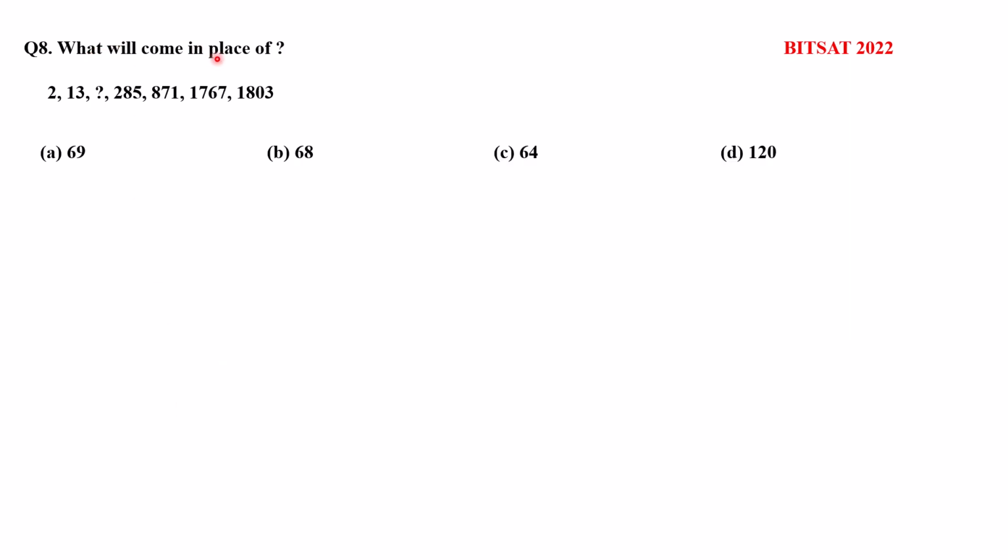Now question number 8. What will come in place of the question mark? This is the series given. You have to complete it, so just try to see the relation. 213, then you have to fill it, 285, 871, 1767, and then 1803. Now when I subtracted the two numbers, I was not able to get any relation.